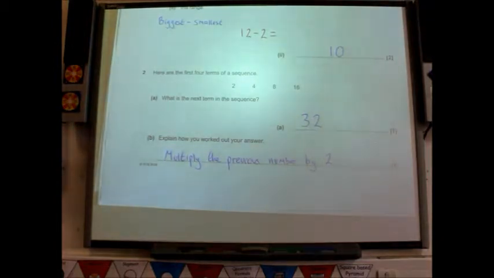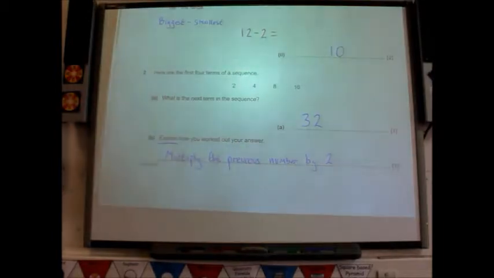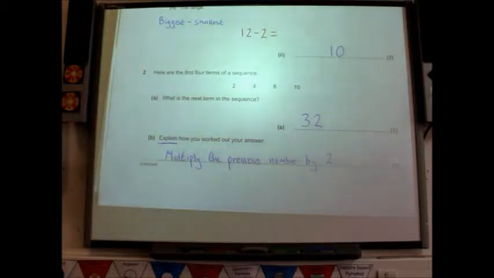And how would you work out your answer? Key word here, explain. So don't just put times 2 or anything like that. Make a sentence out of it and show the examiner that you know how to write and how to explain yourself clearly, because that's a skill they're looking for in maths exams.